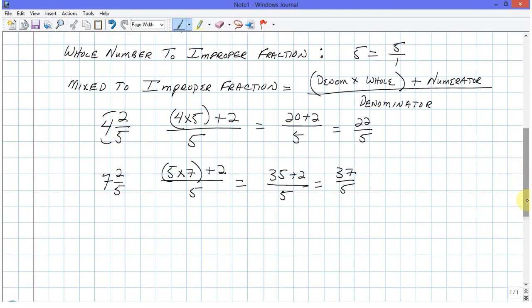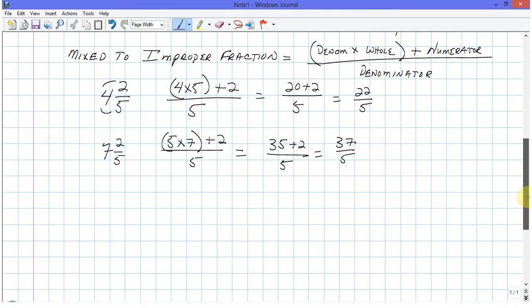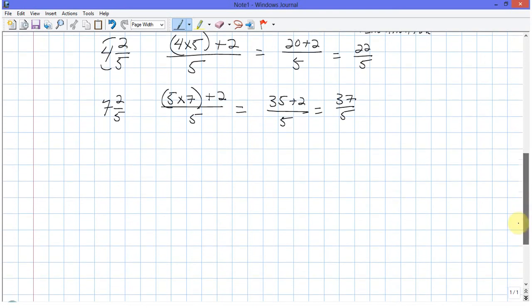Okay, now that we have an improper fraction, how do we go back to the mixed number? At the end of all the problems, if we have an improper fraction, we need to change it back into a mixed number. So let's figure out how to do that. Improper to mixed number.